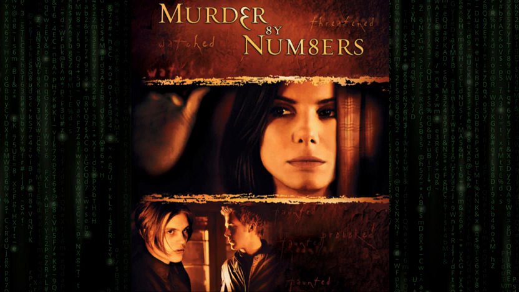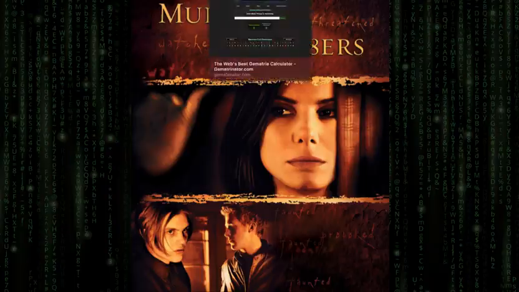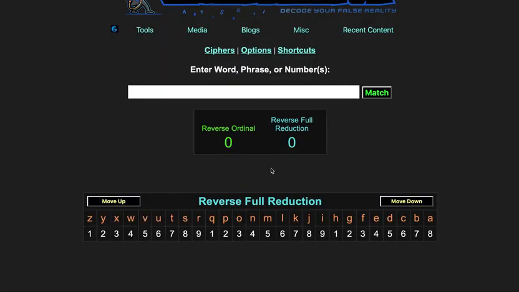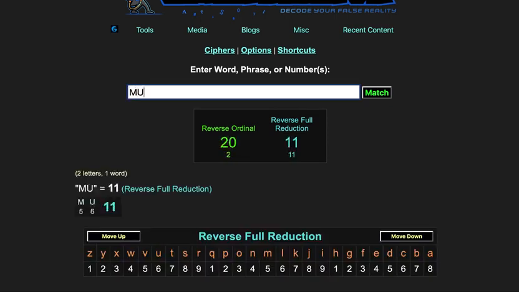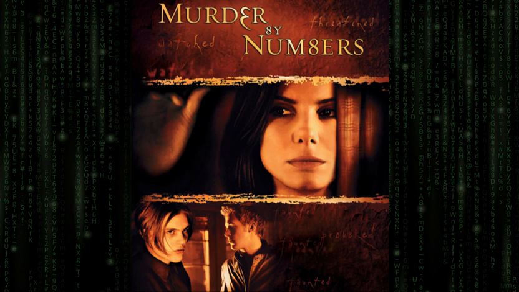So what do we consider here? The theme of the movie, which is murder. And we will calculate the value of the word murder in Gematria, in reverse ordinal or reverse simple Gematria, and reverse full reduction, which is also known as reverse Pythagorean. Murder sums to 83 and 38. So only Gematria explains why 3 and 8 are interjected into the movie Murder by Numbers.